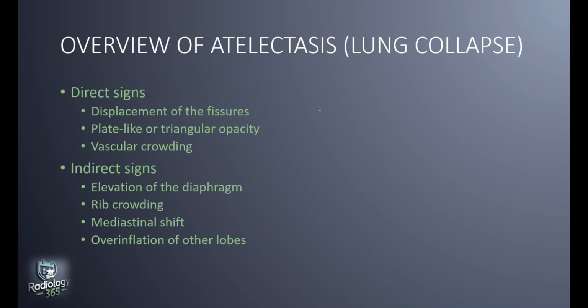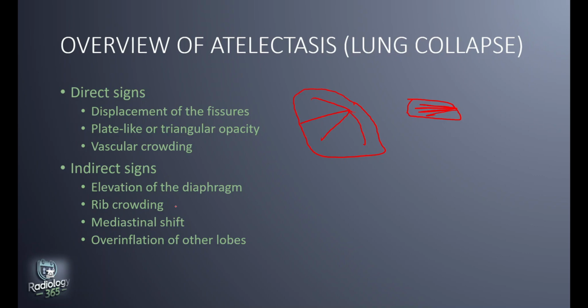Then you also have some vascular crowding. Let's say the vessels are spread out like that. When the segment of lung is no longer as big as this and is now as small as that, the vessels that were spread out like that would now crowd this small segment. So there's vascular crowding as well. All these are direct signs.